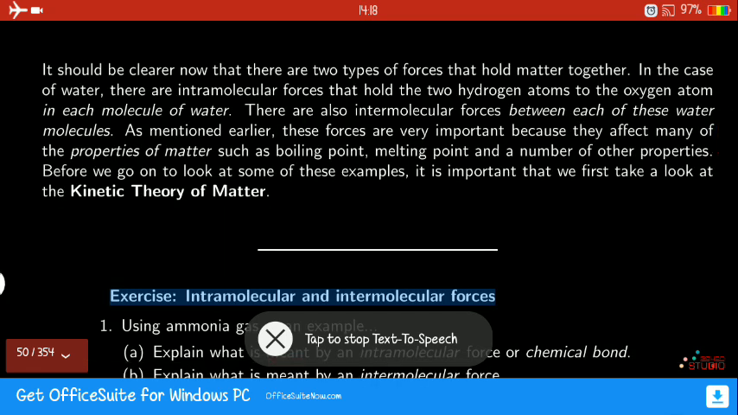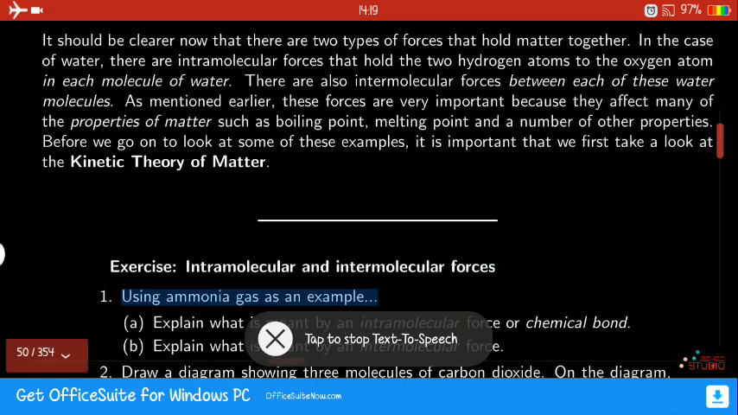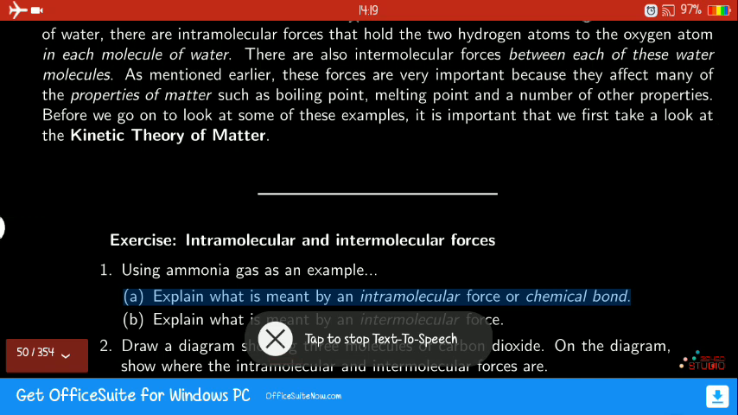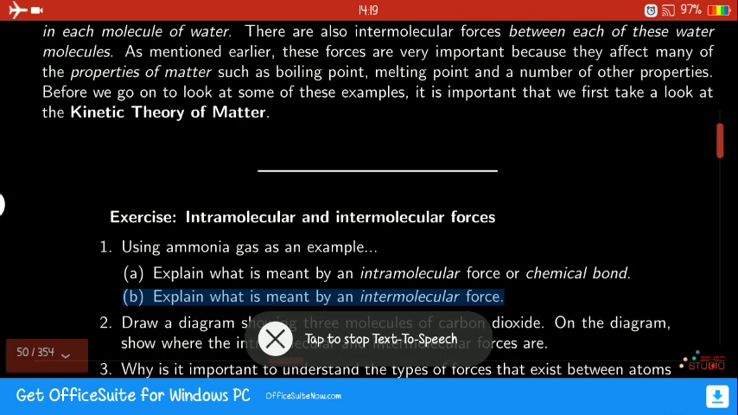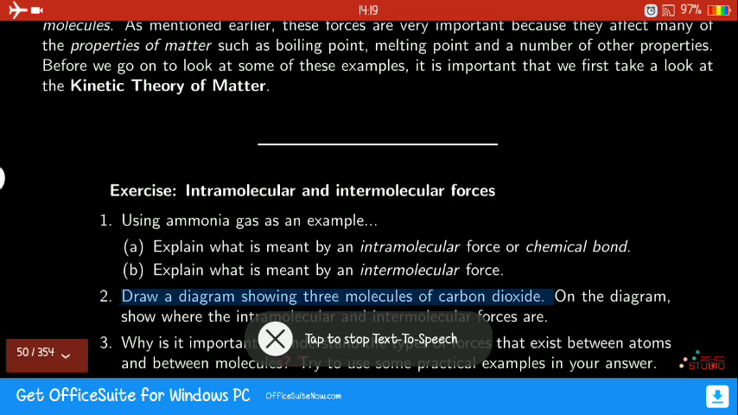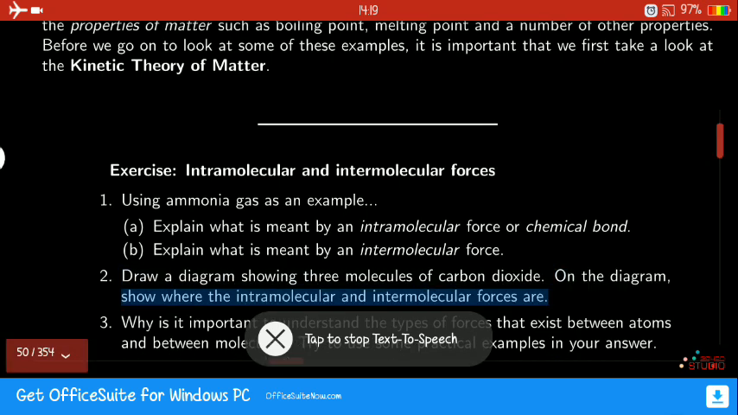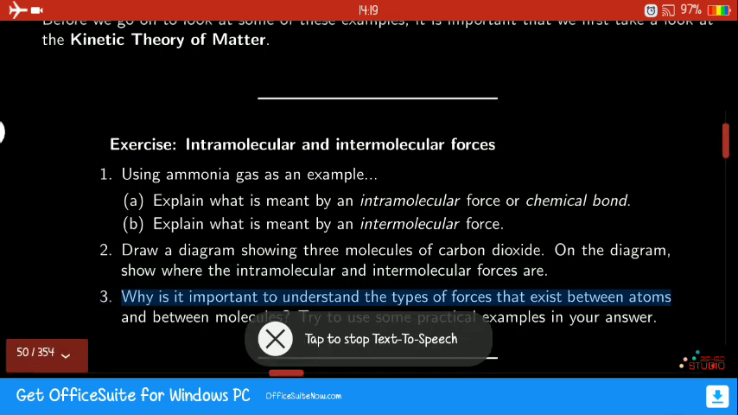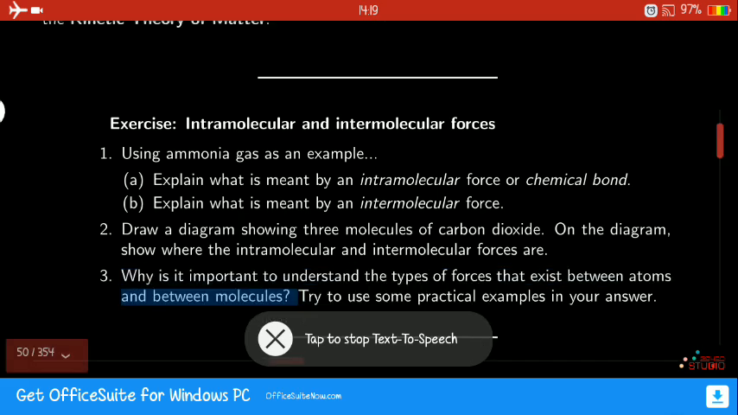Exercise: intramolecular and intermolecular forces. 1. Using ammonia gas as an example: a. Explain what is meant by an intramolecular force or chemical bond. b. Explain what is meant by an intermolecular force. c. Draw a diagram showing 3 molecules of carbon dioxide. On the diagram, show where the intramolecular and intermolecular forces are. 2. Why is it important to understand the types of forces that exist between atoms and between molecules? Try to use some practical examples in your answer.